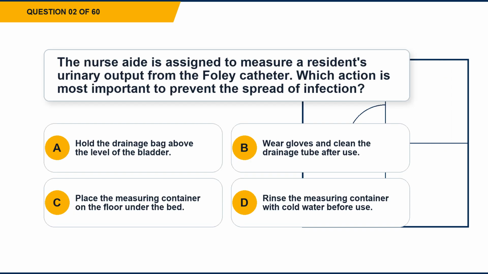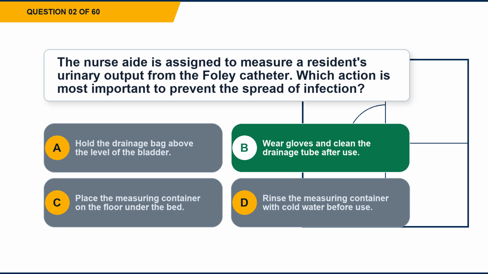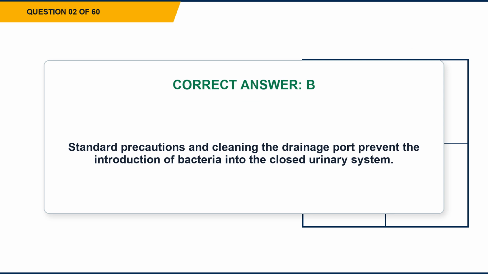Question 2. The nurse aide is assigned to measure a resident's urinary output from the Foley catheter. Which action is most important to prevent the spread of infection? Option A. Hold the drainage bag above the level of the bladder. Option B. Wear gloves and clean the drainage tube after use. Option C. Place the measuring container on the floor under the bed. Option D. Rinse the measuring container with cold water before use. The correct answer is option B. Wear gloves and clean the drainage tube after use. Explanation. Standard precautions in cleaning the drainage port prevent the introduction of bacteria into the closed urinary system.